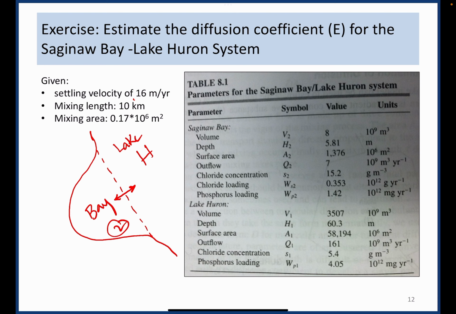Settling velocity is 16 meters per hour. Now we don't have a conservative, now we have 16 meters per year, sorry. Mixing length, the mixing length from here to here is 10 kilometers. Mixing area, if you look from this side, this is the mixing area. The mixing area is 0.17 10 to the 6 meters square.